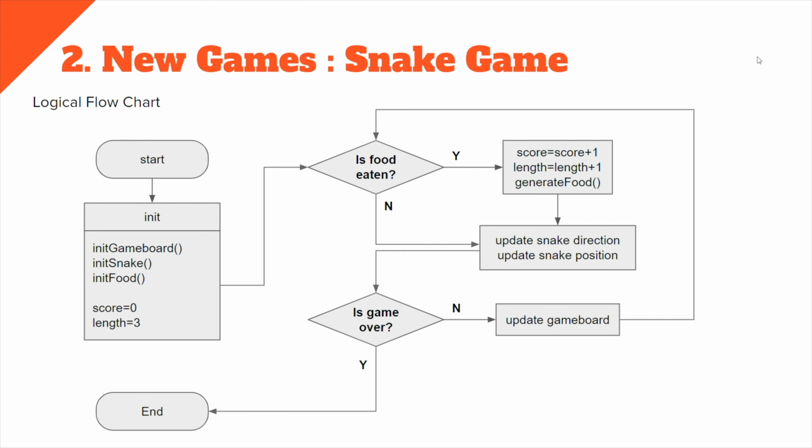This is the logical flow chart, a very simple version of the program. After initializing the game, the program goes into the loop. In the loop, this program checks 2 conditions: is food eaten and is game over. By checking the 2 conditions, the program can decide whether to keep going with the game or stop the game.